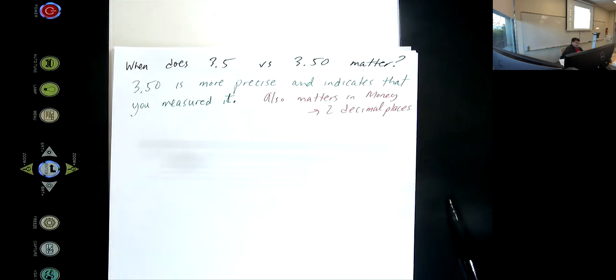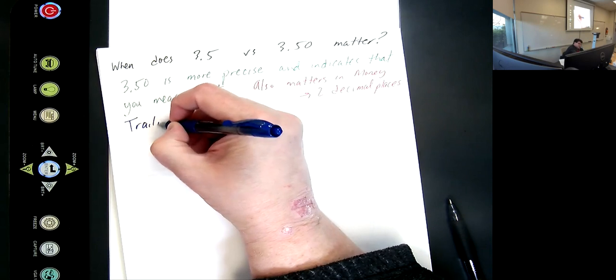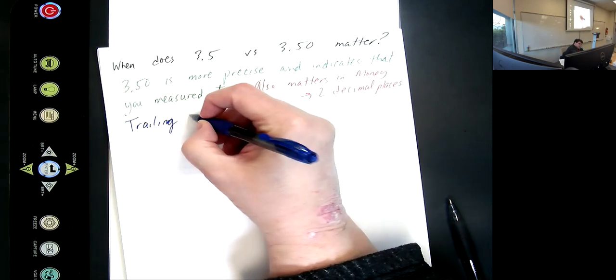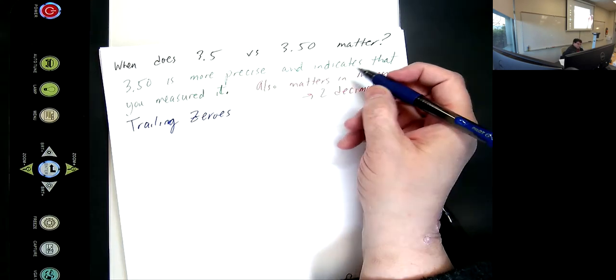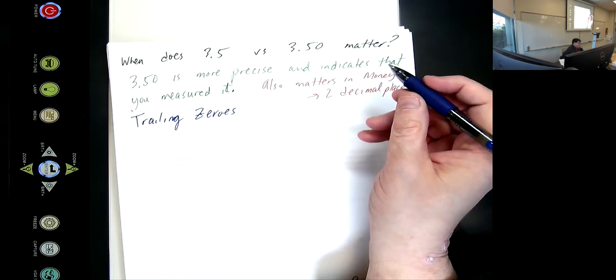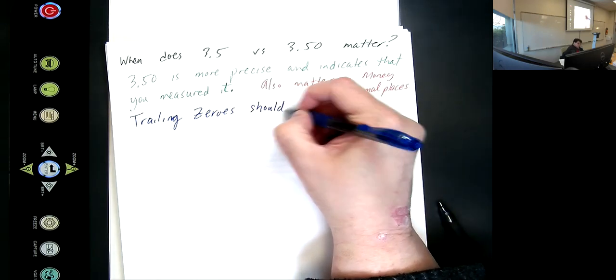All right, so only use these trailing 0s. These are called trailing zeros. I tend to put a crossbar on my Z so it doesn't look like a 2. Trailing zeros should be used when you've measured it.